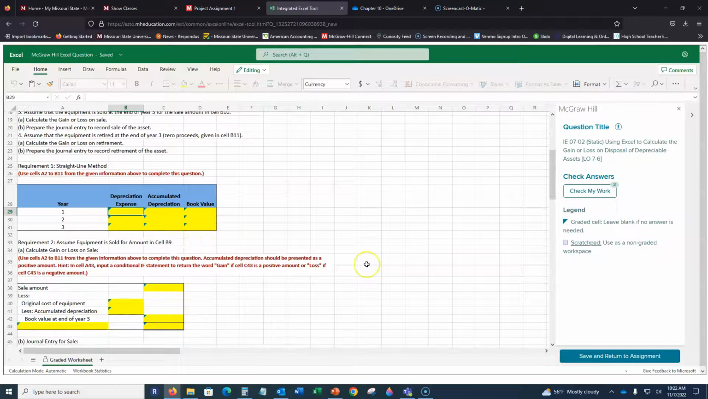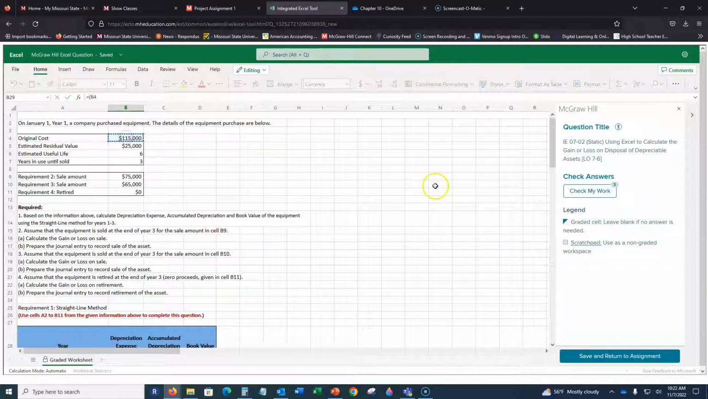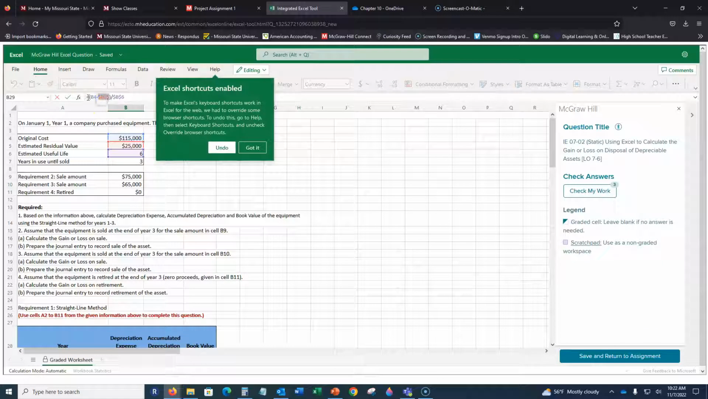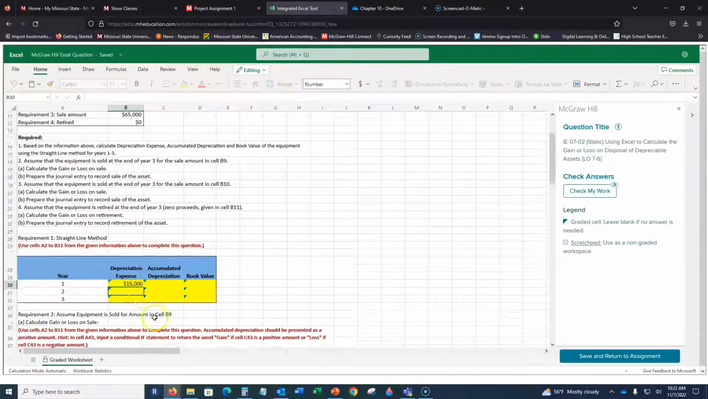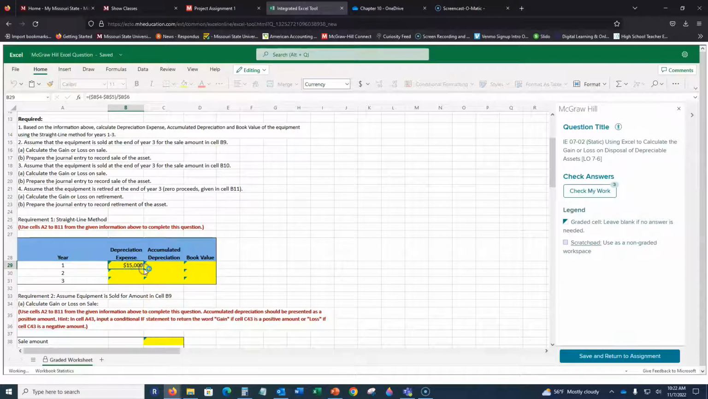Okay, so what we want to do is type equals, open parentheses, B4 minus B5, close parentheses, divided by B6. Okay. Now, I'm going to make absolute references here. These dollar signs are what we call absolute references. Absolute references mean that this formula will not change. So if I copy this formula down, it doesn't change. Notice in our formula bar up here, it is the same for all of them.